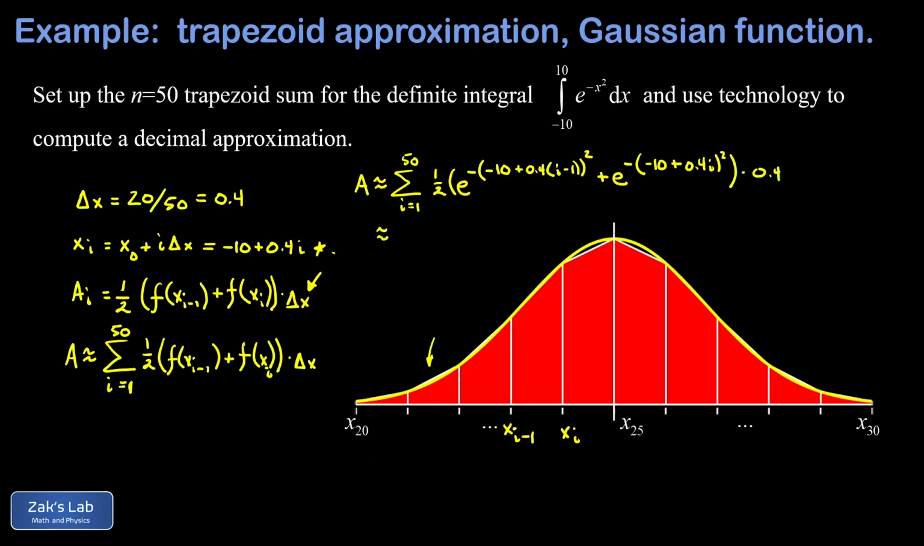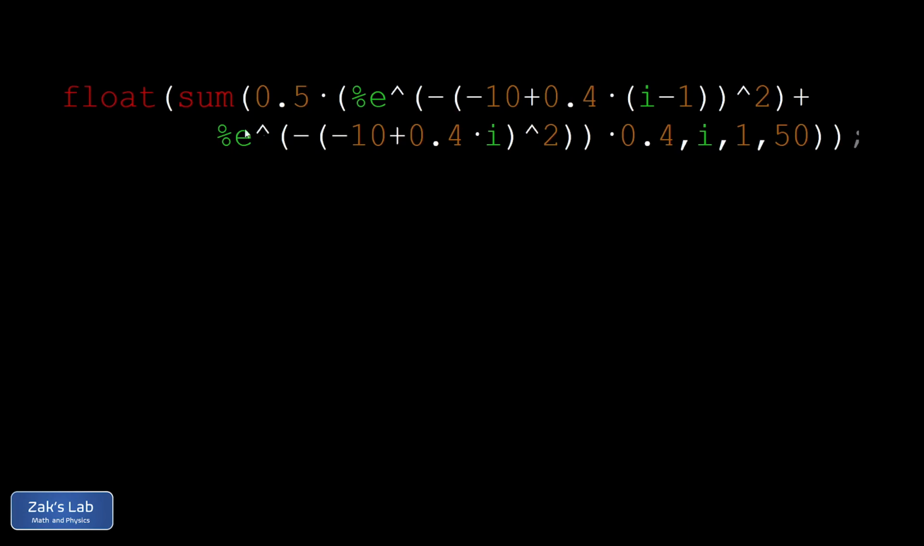Okay, our sum is fully set up in terms of I, and we're ready to use technology to get a decimal approximation on this thing. And today I'm using an arcane computer algebra system called wxMaxima. And the coolest thing about Maxima is that it's open source and it's a free download. Okay, so the syntax for this is going to be pretty similar for any computer algebra system.